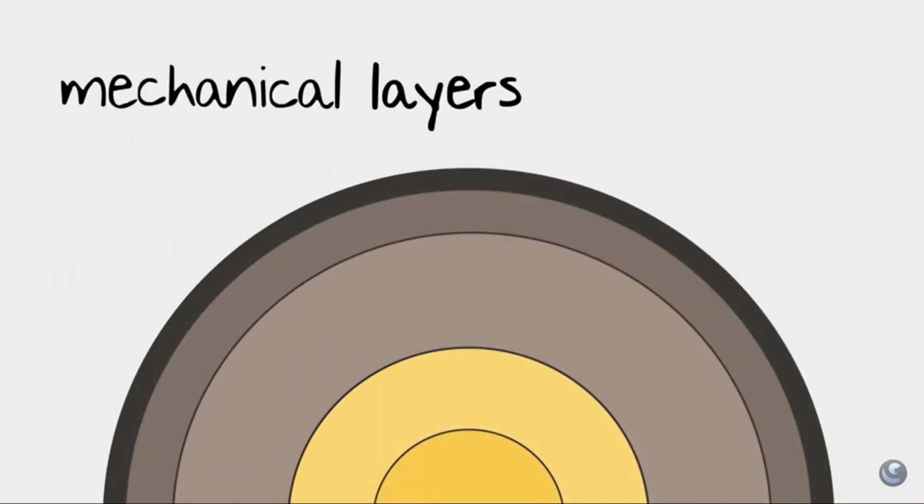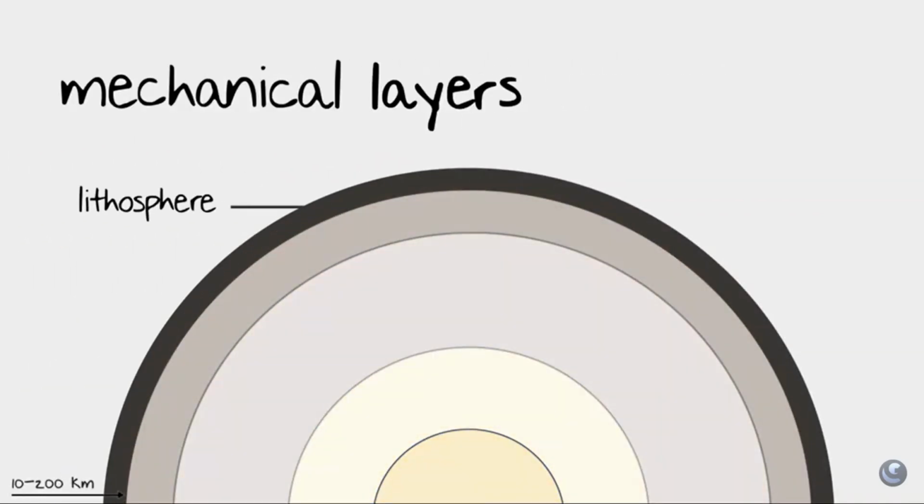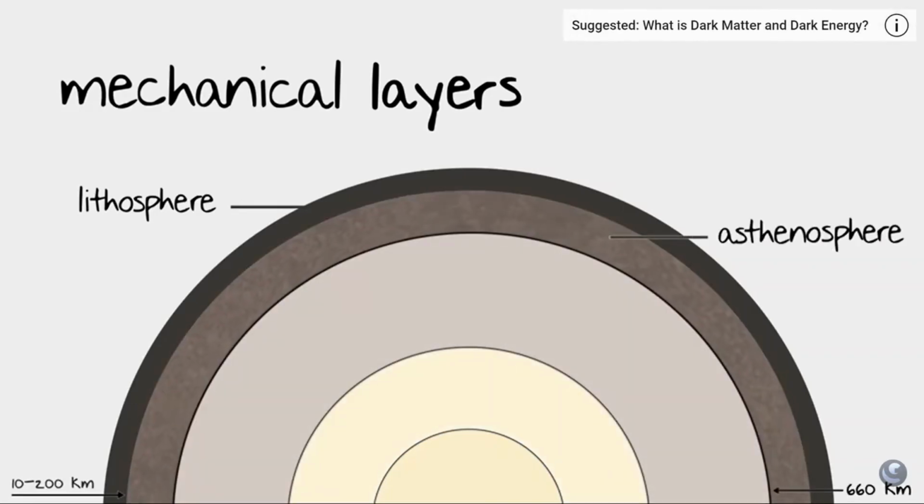into mechanical layers. Starting from the outside working in, the lithosphere is the outermost layer of the Earth, which contains the entire crust and the topmost layer of the mantle. The asthenosphere contains the same materials as the top layers of the mantle, but the pressure and the heat are increased. It's not exactly a liquid, but it does move like heated rock, so you could say it's somewhat fluid.